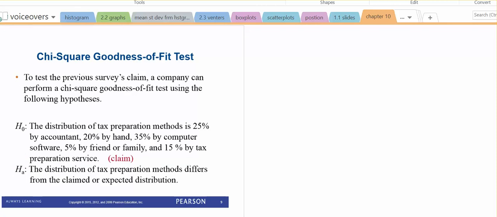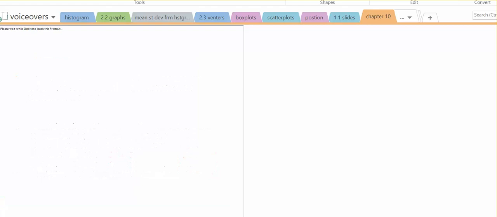On our next slide, you'll see that we want to test the previous survey's claim by using a goodness of fit test. And so we're going to say that the distribution is what you saw, or that it differs from what you saw. Now, what we don't have the power to do with this type of test is show where it differs. Okay, so we're either going to say it matches or it doesn't match.